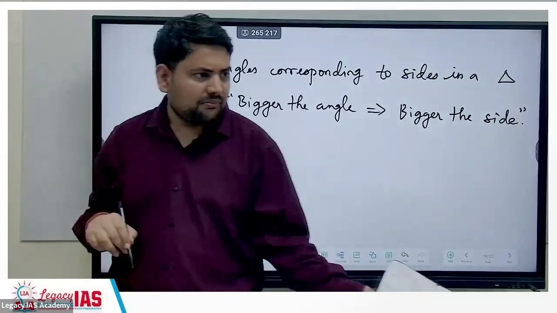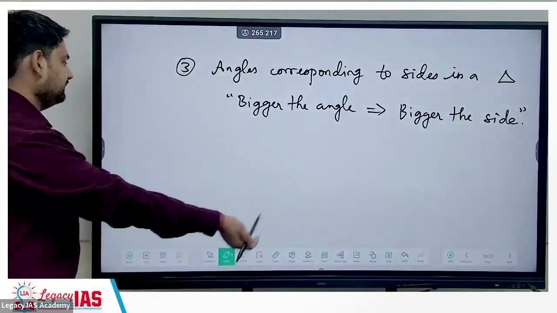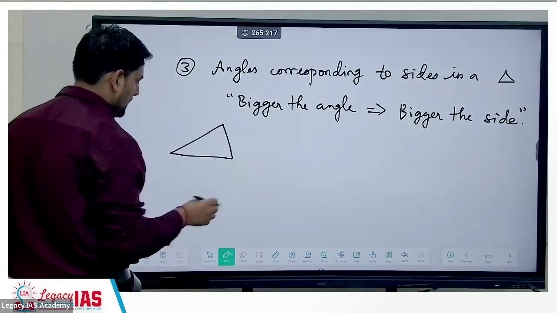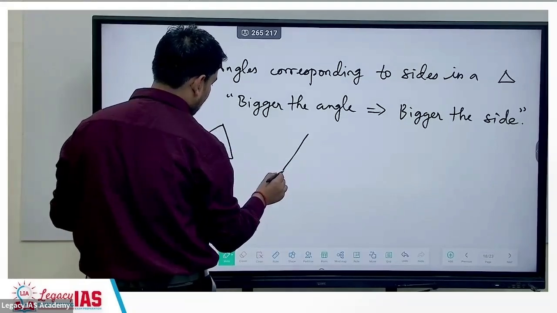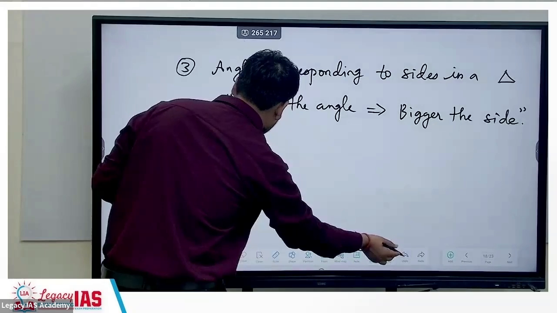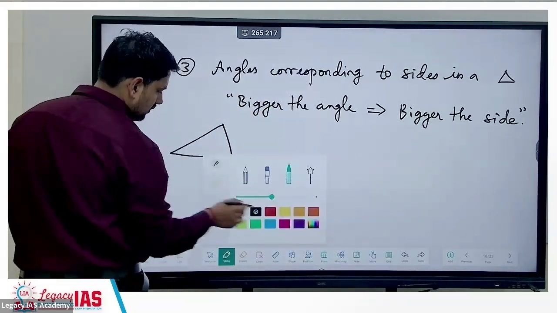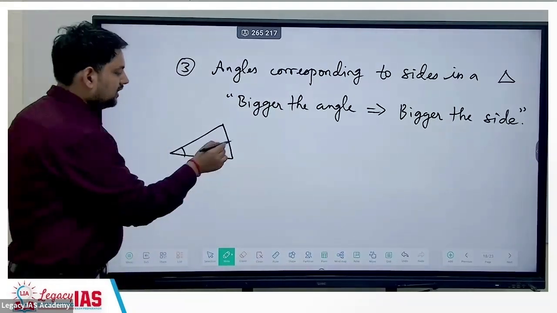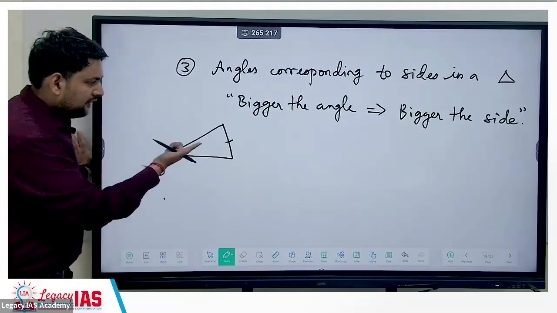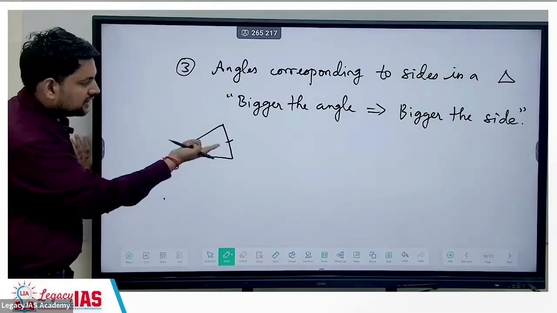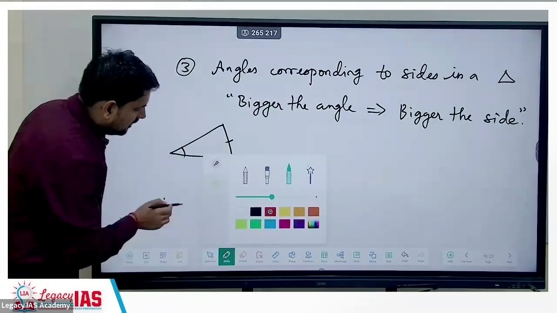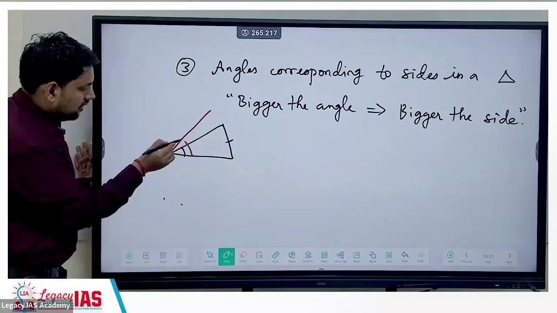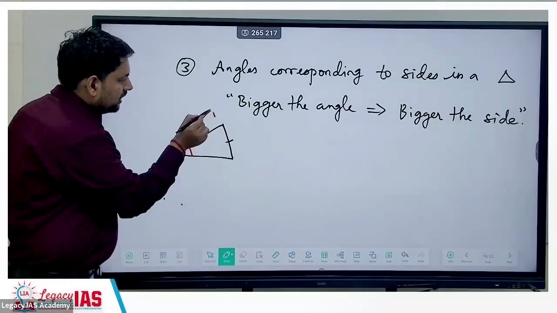This is also very basic. Bigger the angle, bigger the side. See, like this. Just see this angle, and see this side length. Now, if I increase this angle, you will see this side length is also increasing like this. If I increase this angle, what will happen to the side length? This point and this point have to be connected.